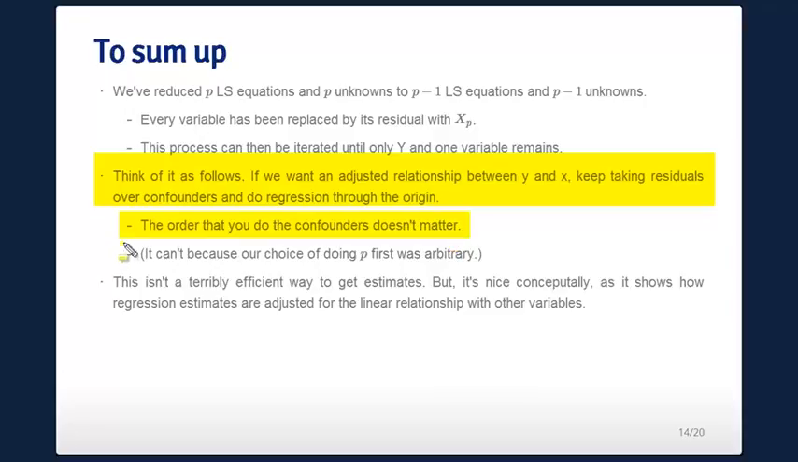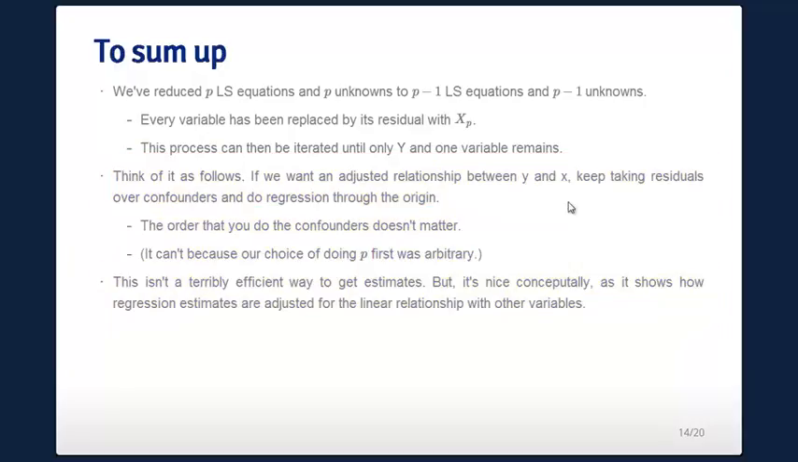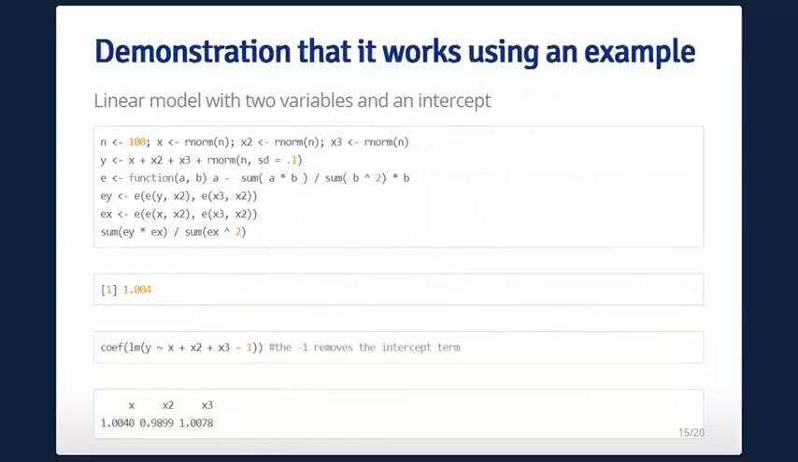And we know that. We can prove that. It doesn't matter because our choice of doing p first in that equation was arbitrary. And I would just note this isn't a terribly efficient way to get estimates. It just shows how to do it without using any linear algebra. But you can get it in a more efficient way. But let's actually do it with R just to prove to ourselves that it's the same.